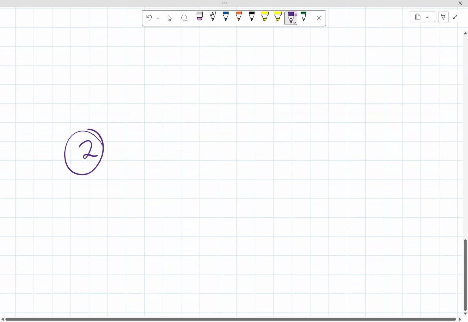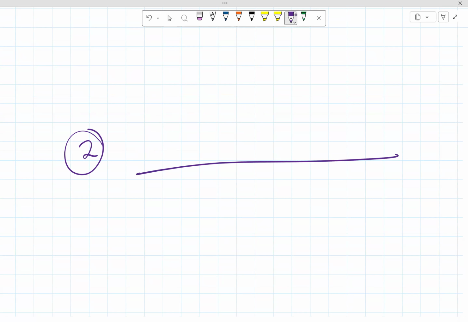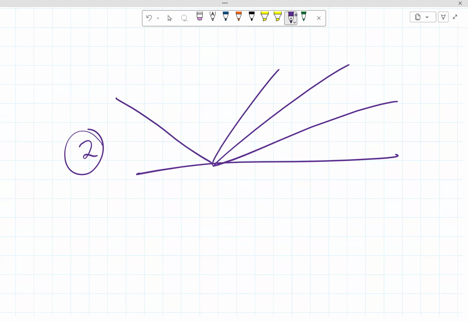Another fact about angles is that angles on a straight line add up to 180 degrees. Imagine this straight line now, and you have this, this, and this, as many as possible, as far as they all lie on the straight line.